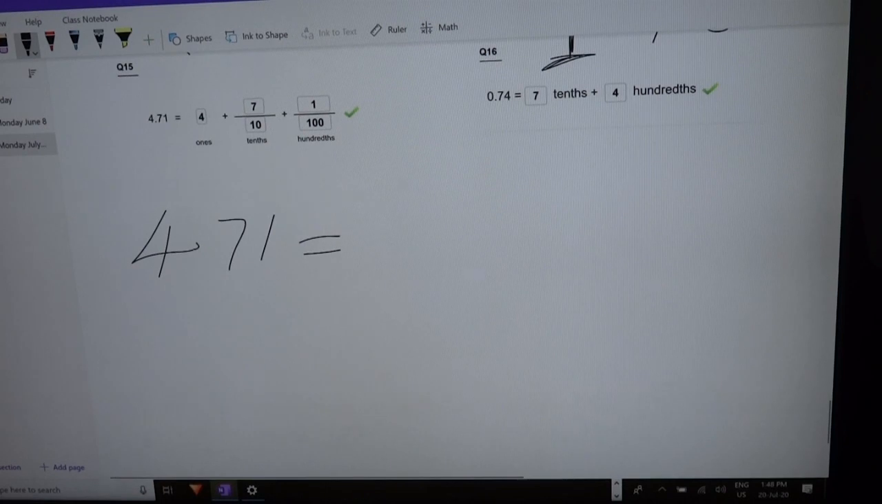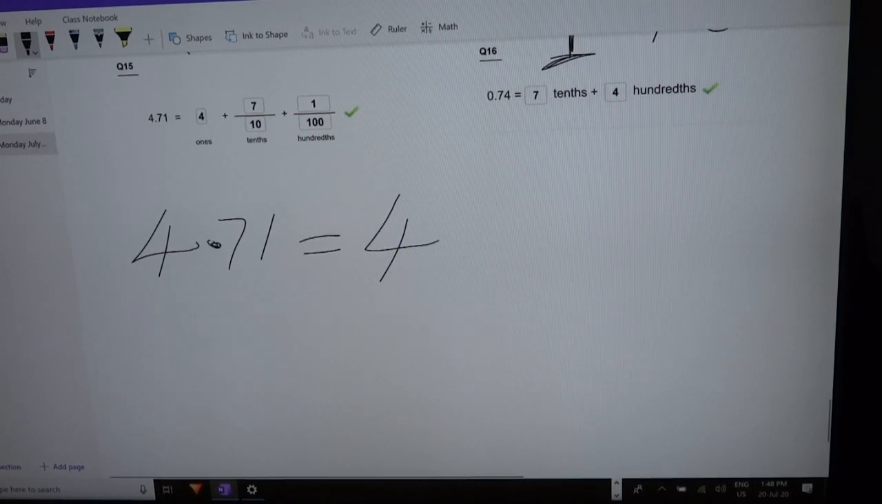For questions 15 and 16, they wanted to be able to write 4.71 in the first case into its parts. So that's the ones, the tenths and the hundredths. So obviously there is 4 before the decimal point. So to the left of the decimal point we have a 4. So we've got 4 ones. Our next one is 0.7.